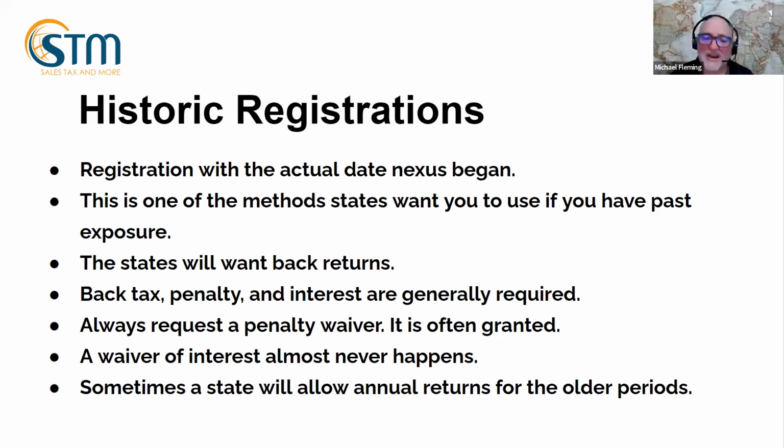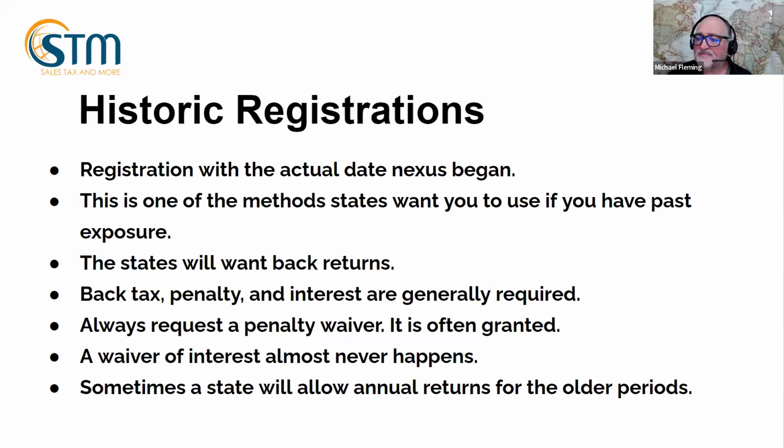However, you don't get anything if you don't ask for it. So you always want to request a penalty waiver. Don't waste your time asking for a waiver of interest. Almost never happens. Got to take an act of God to get interest waived. Also on back returns, if you're doing 3-4 years worth of back returns, sometimes the state will allow you to do annual returns for the past years. And then if your filing frequency is going to be monthly, for the current year or the past 18 months, they'll make you use the actual filing frequency, depending on where you are in the year.